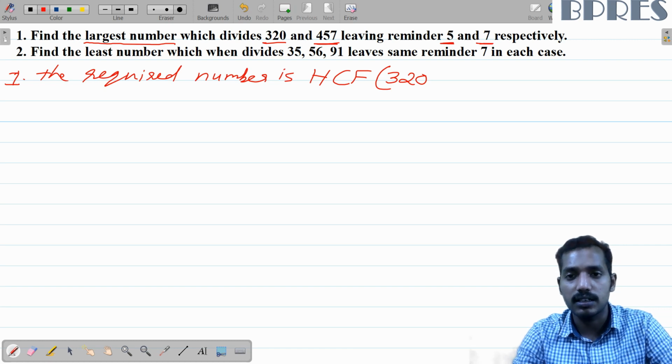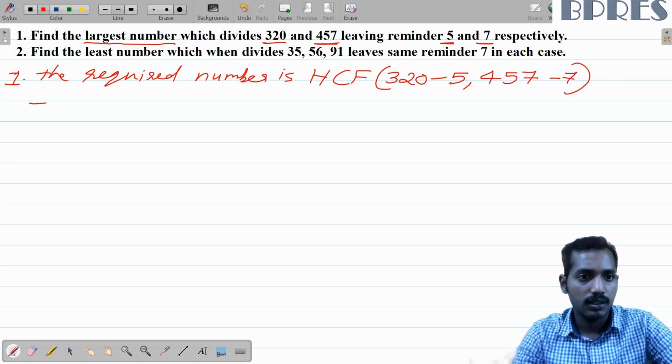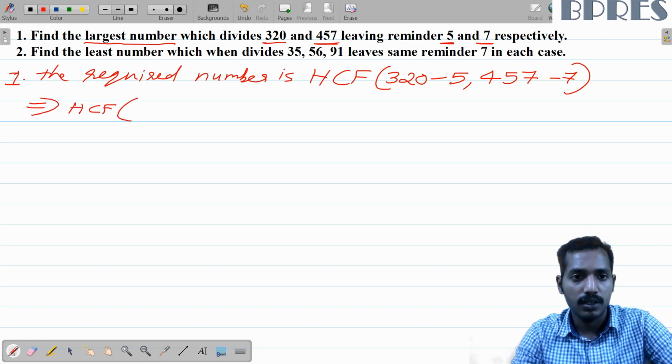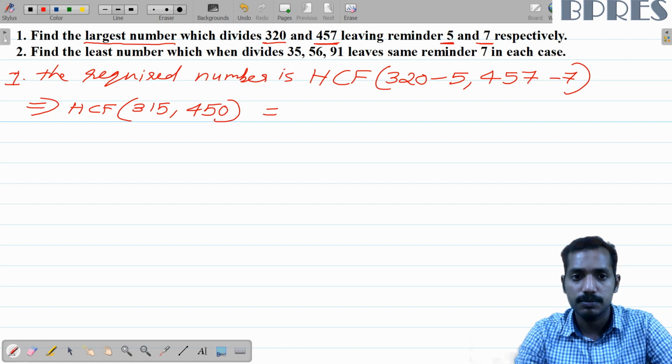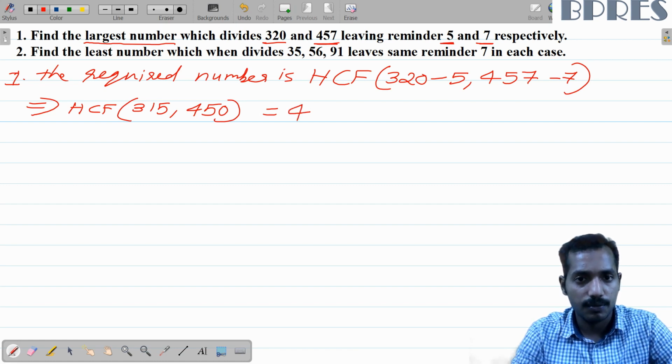So we have to subtract that remainder from the given number first. So 320 minus 5 and 457 minus 7. That implies the HCF of 315 and 450, since 320 minus 5 is 315 and 457 minus 7 is 450. So the HCF of 315 and 450, by using prime factorization or any other method, you will get 45.